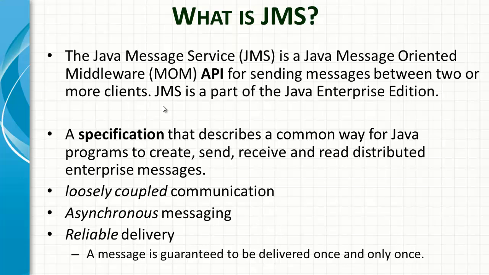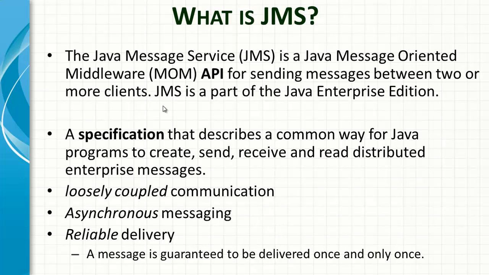So JMS is a Java message oriented middleware API for sending messages between two or more clients. Java is part of JEE, Java Enterprise Edition. And what is JMS? It's a specification that describes the common way for Java programs to create, send, receive and read distributed enterprise messages, and it advocates loosely coupled communication. It doesn't matter who is the sender and who is the receiver. The loosely coupled system doesn't care who the sender and receiver are. Asynchronous messaging means it doesn't matter whether the sender and receiver are present at the same time or not.